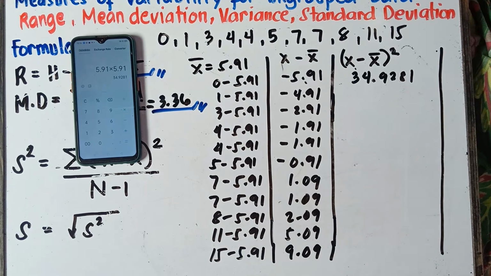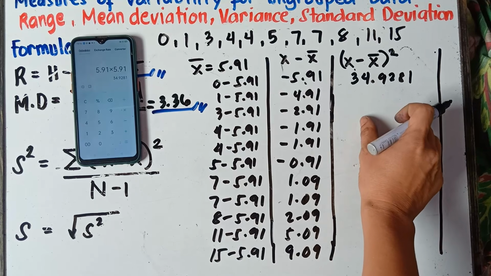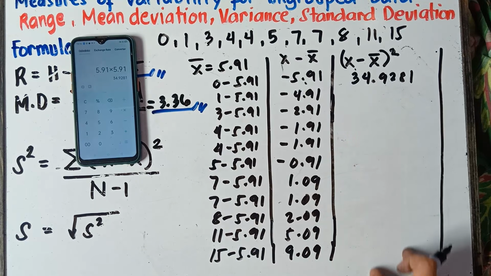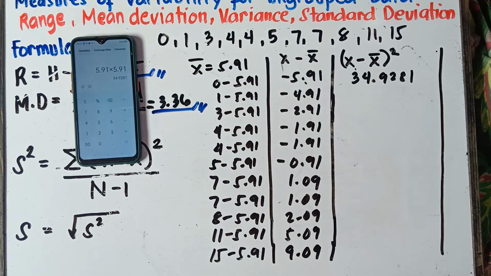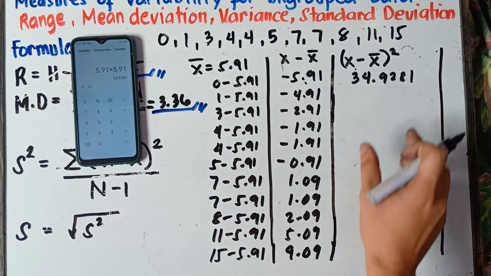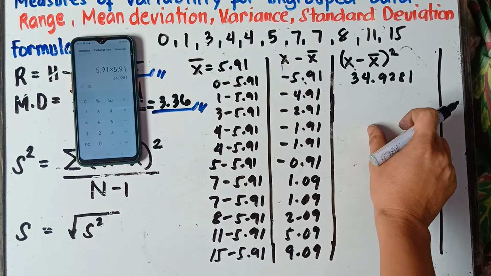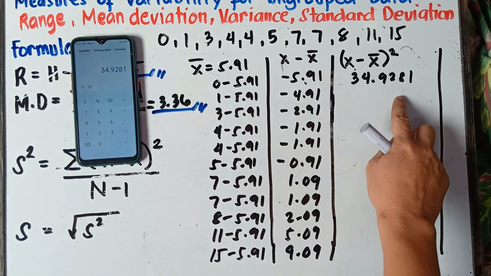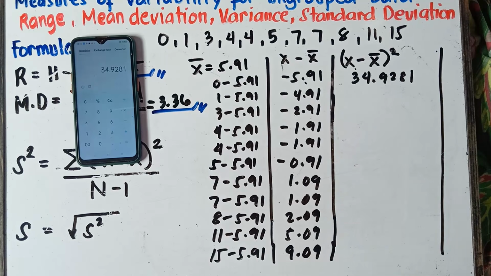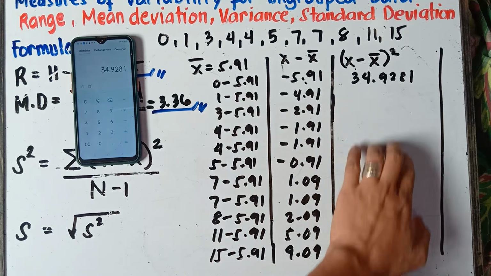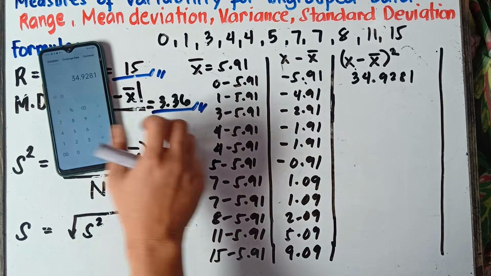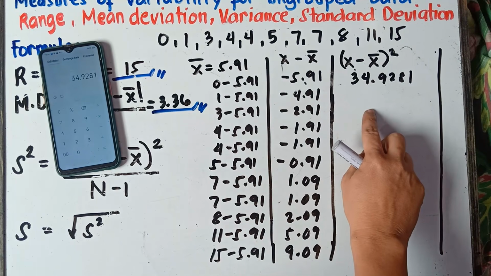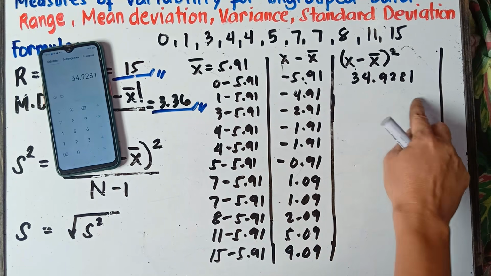You will just round off your answer if that's your final answer. This is not yet our final answer, class, because we need to add this up. Therefore, we are not allowed to round off our answer first. Simply copy 34.9281, unless this is your final answer, then you need to round off. So 5.91 times 5.91, the answer is 34.9281.